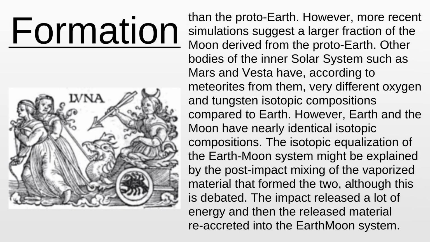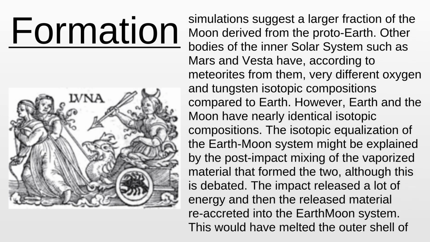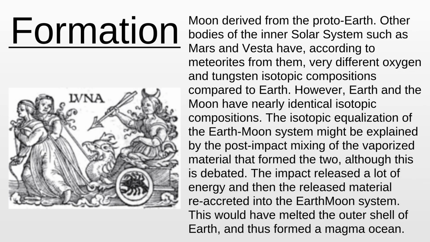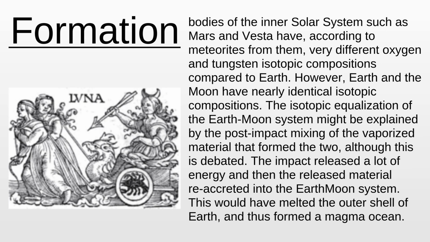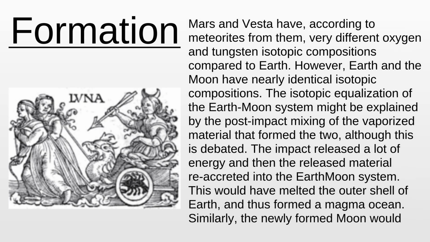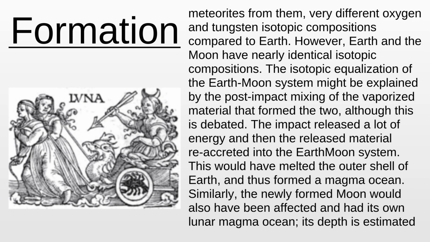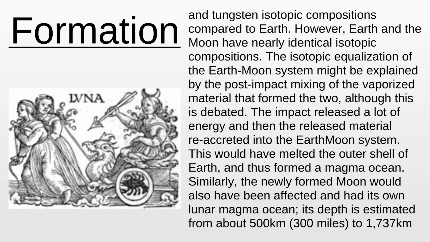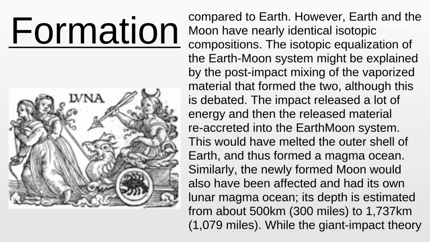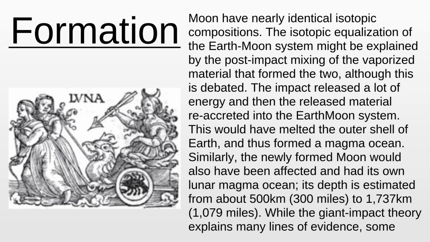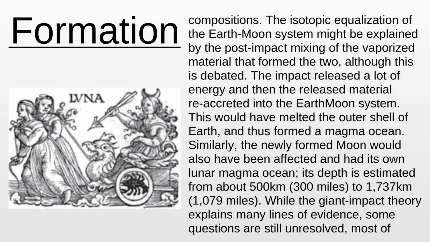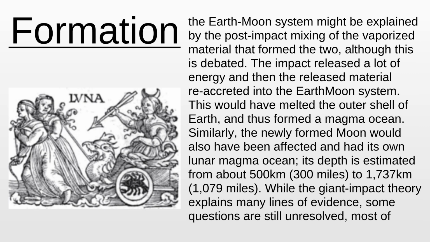Other bodies of the inner solar system such as Mars and Vesta have, according to meteorites from them, very different oxygen and tungsten isotopic compositions compared to Earth. However, Earth and the Moon have nearly identical isotopic compositions. The isotopic equalization of the Earth-Moon system might be explained by the post-impact mixing of the vaporized material that formed the two, although this is debated.